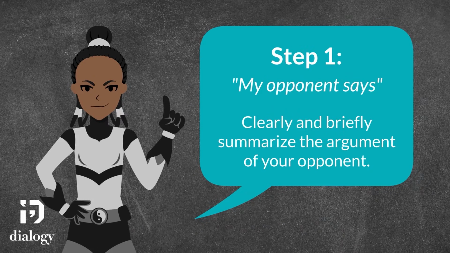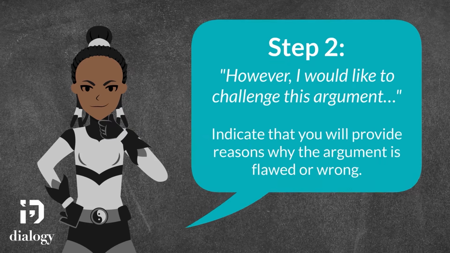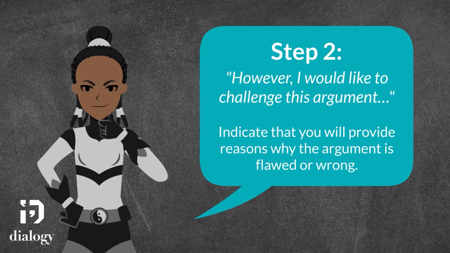Step 1. My opponent says. The first thing you need to do is clearly and briefly summarize the argument of your opponent. The audience must know which point you are refuting. Step 2. However, I would like to challenge this argument. In this step, you simply indicate that you will provide reasons why the argument is flawed or wrong.